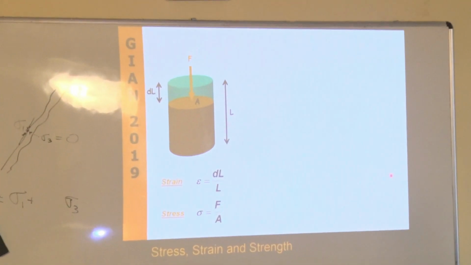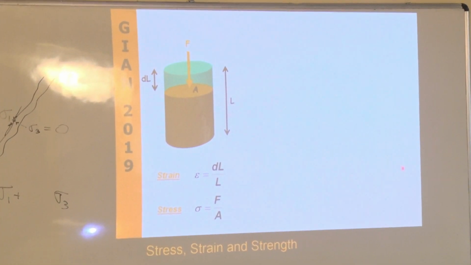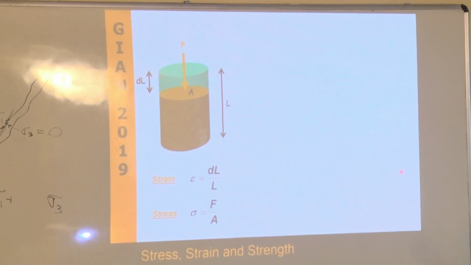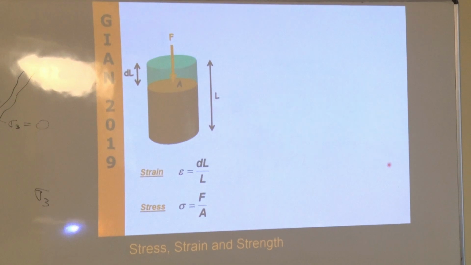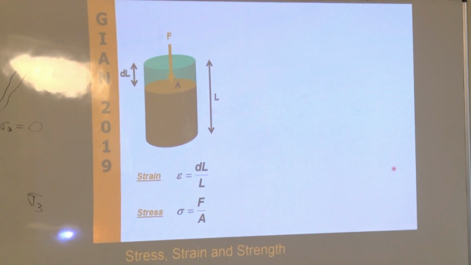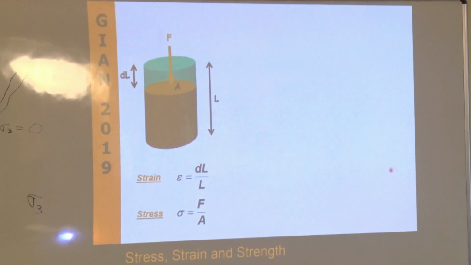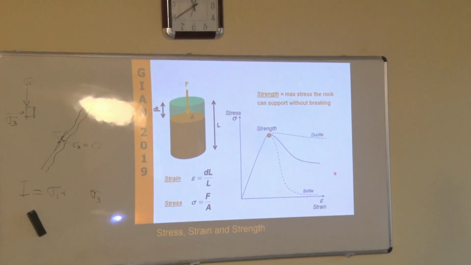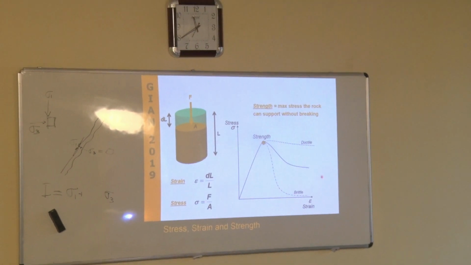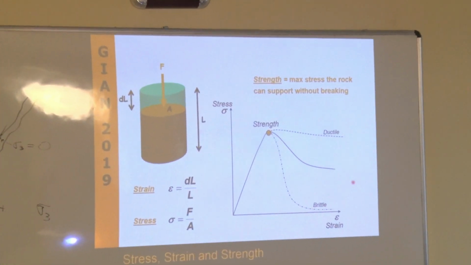Load and failures. So what we said is that we have a force that is applied to a block of rock. That force is distributed across some sort of a plane, a surface, and you have a stress that is defined as the force divided by the area. You create a displacement, the deformation, that's specific strain.